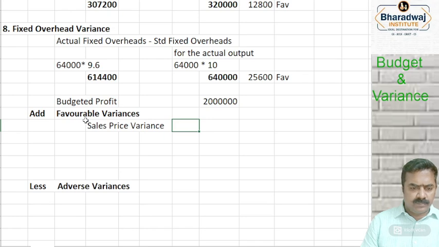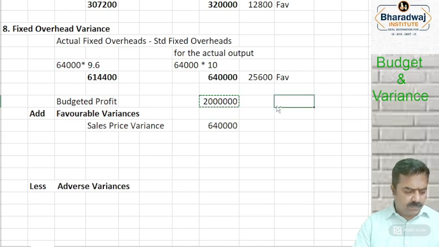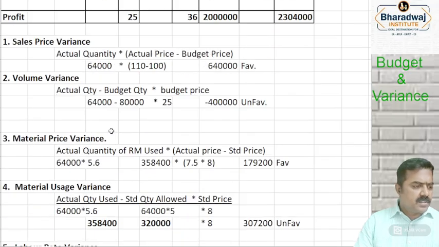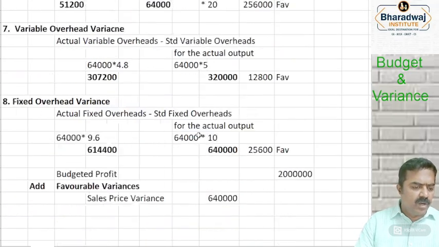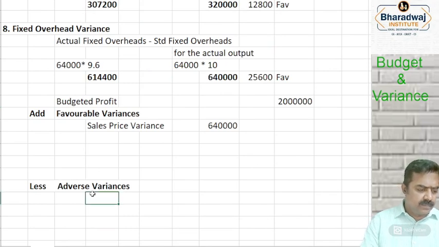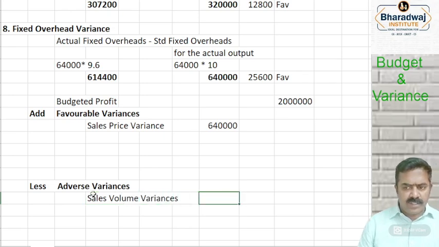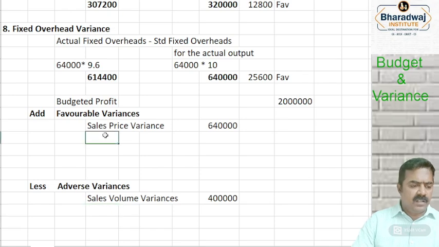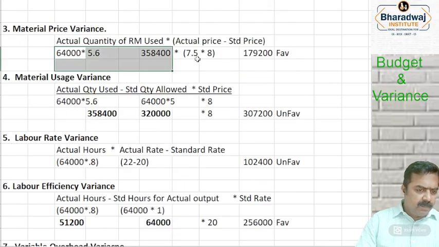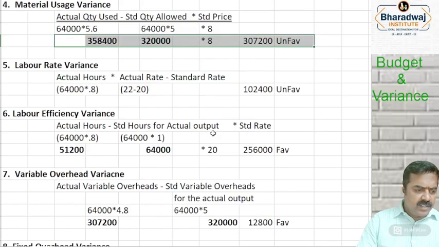How much favorable? 6 lakhs 40,000. Then sales margin volume variance is unfavorable. Volume wise, we have got negative. How much negative variance? 4 lakhs. Then tell me the other variances. Material, which variance is positive, which variance is negative? Material price variance is favorable. Usage variance is what? Unfavorable.